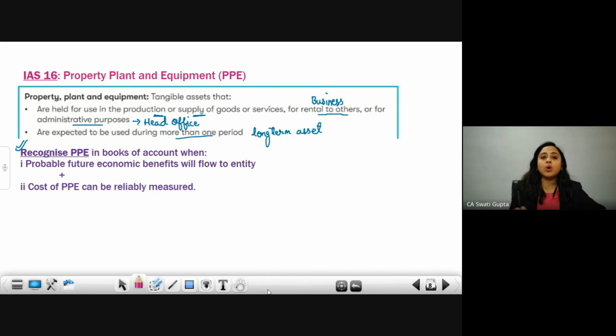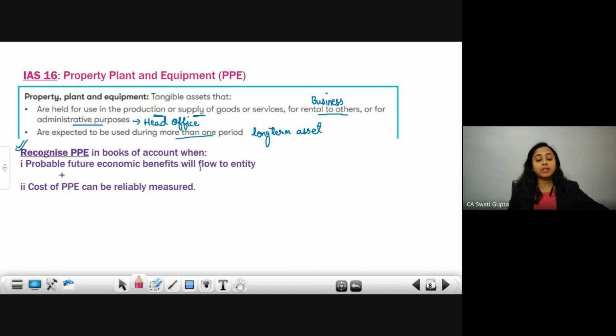Good. So if any item satisfies the criteria of recognition, then simply you have to pass a journal entry and bring that asset into the books of account. Whereas if any item satisfies the criteria of derecognition, then you need to remove it from the books of account. This means you have to pass a reversal journal entry. What is the recognition criteria? To recognize a PPE in the books of account, the simple criterion is that you are required to have a probable future economic benefit.